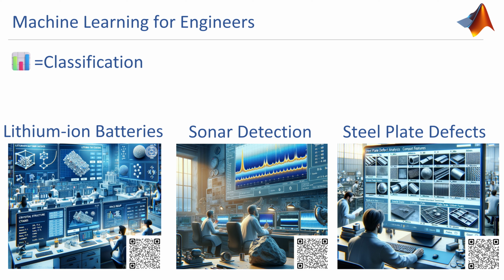All right, and then you also have steel plate defects. So in manufacturing environments, you want to be able to determine if there are defects in what you're producing. And so this is an example of being able to detect the types of defects that are there in steel plates. Okay, and there are QR codes with each of these as well.